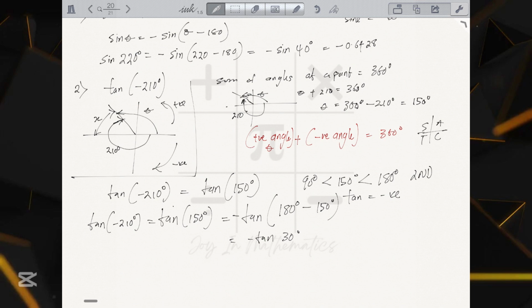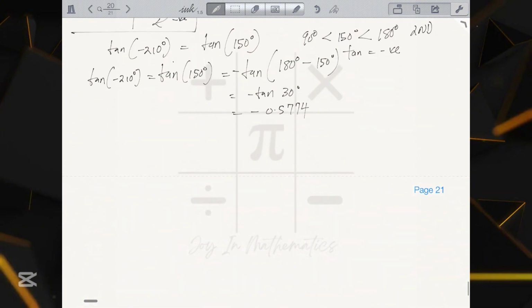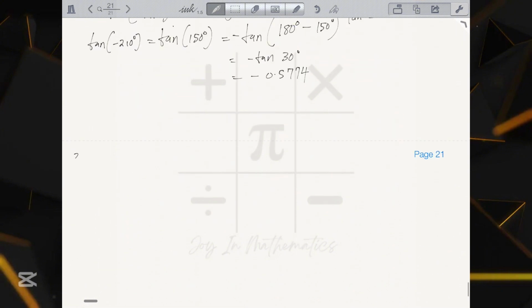And let's use our calculator to evaluate tangent of 30 degrees. We will have it give us minus 0.5774. That's interesting. Let's take a look at question number 3.